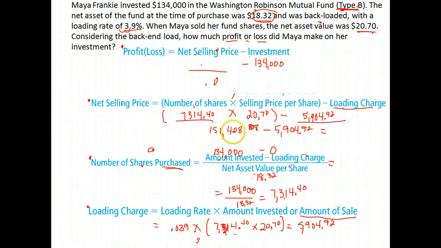So take 151,408.08 minus 5,904.92. And when I do, I get $145,503.16. And again, that was our net selling price. So that's what the stock was sold for.